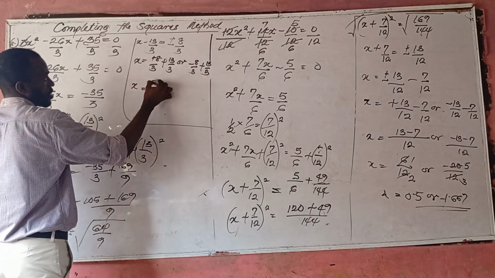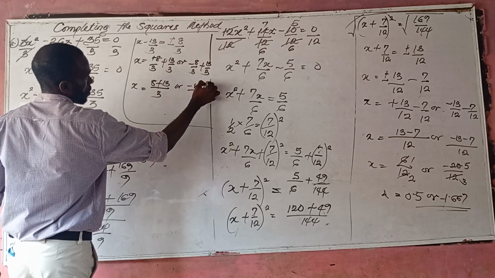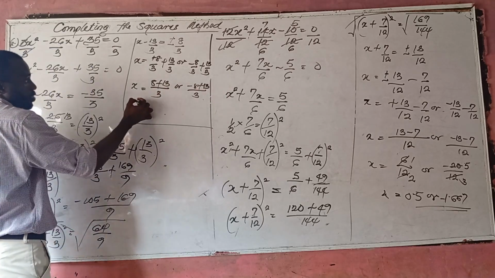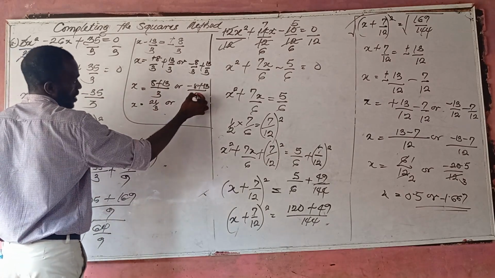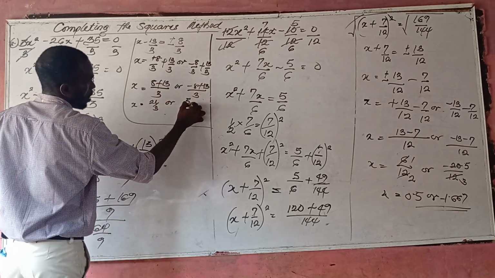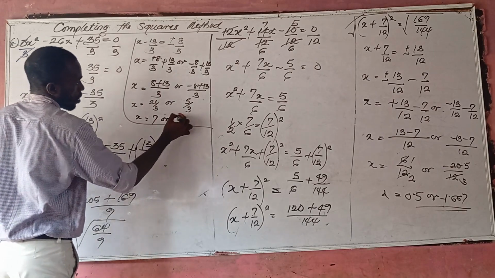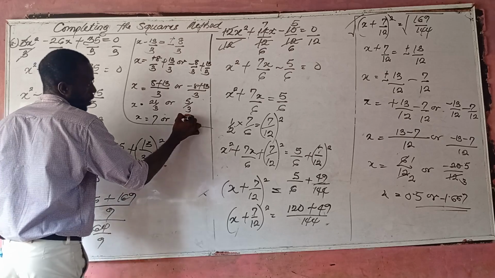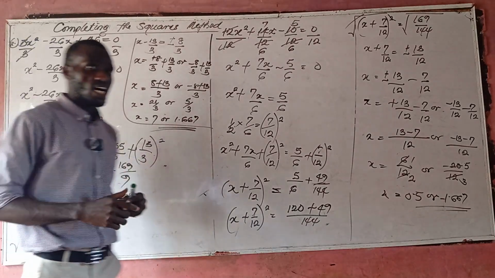The same thing, right? 8 plus 13, or minus 8 plus 13. Here, 21. X equals 21 over 3, or 5 over 3. So x equals 7 or 1.667. Is it clear? Is it hard?